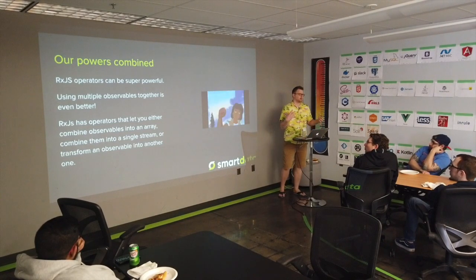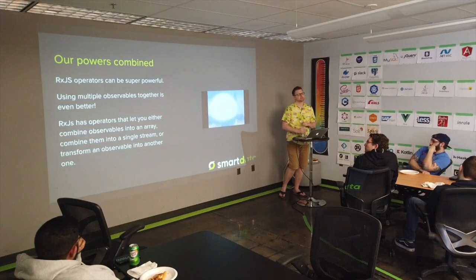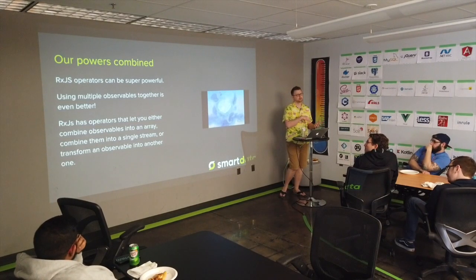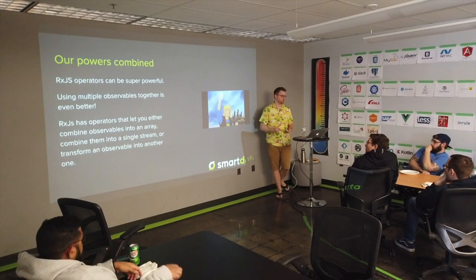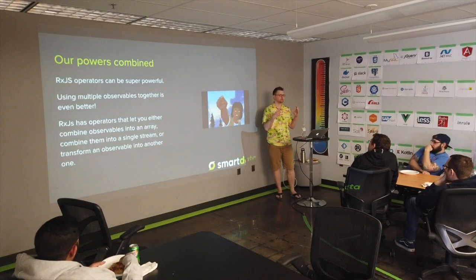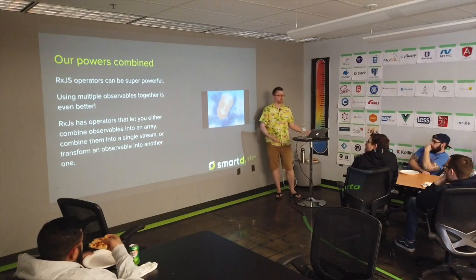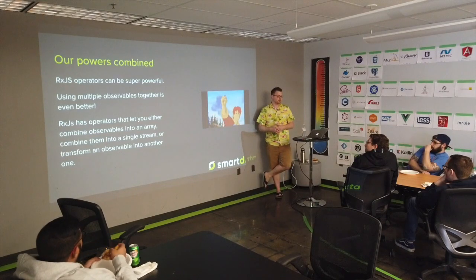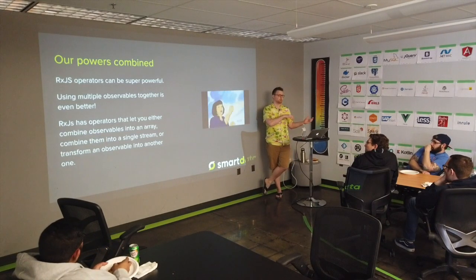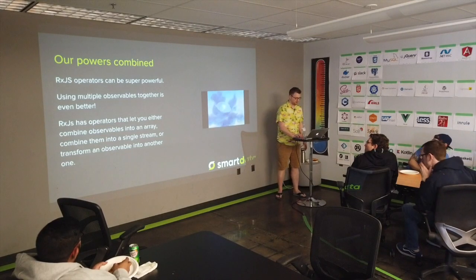Out of the box, RxJS lets you combine observables in 3 main categories. The first one is combining a bunch of observables into an array in a variety of different ways. You can combine them into a single stream, so the same stream has a bunch of them. Or finally, you can transform one observable into a different one.